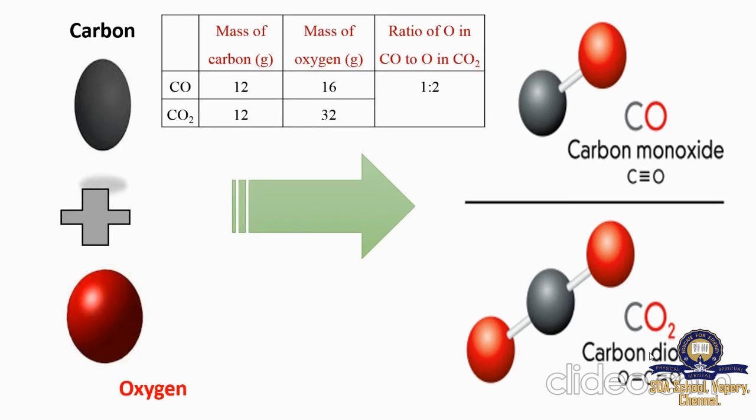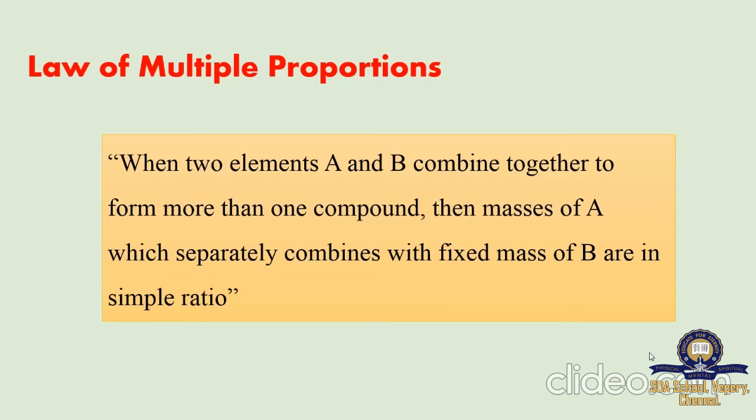So this law states that when two elements A and B combine together to form more than one compound, then the masses of A which separately combine with a fixed mass of B are in simple ratio. So law of multiple proportions states that when two elements A and B combine together to form more than one compound, then the masses of A which separately combine with a fixed mass of B are in simple ratio.